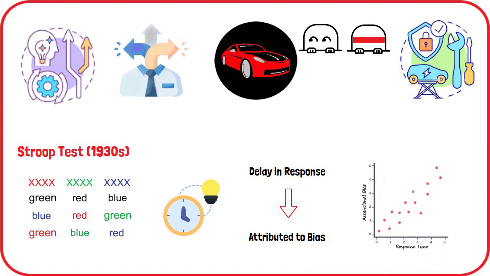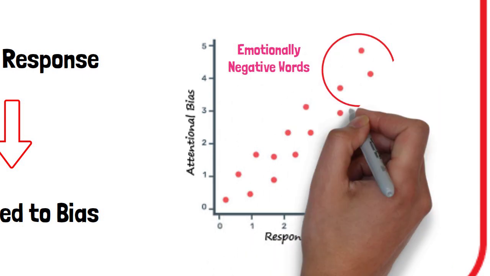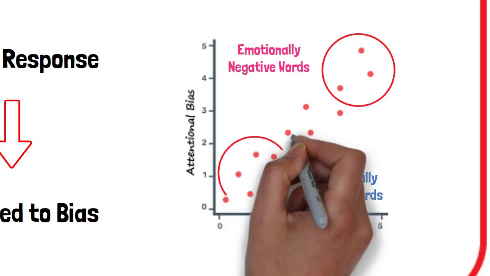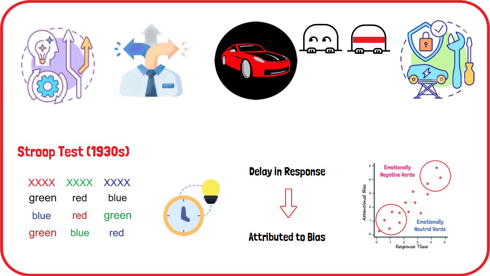Essentially, the participants pay more attention to emotionally negative words like death or kill, so it takes them longer to respond, and less attention to emotionally neutral words like chair or apple, and hence respond relatively faster.